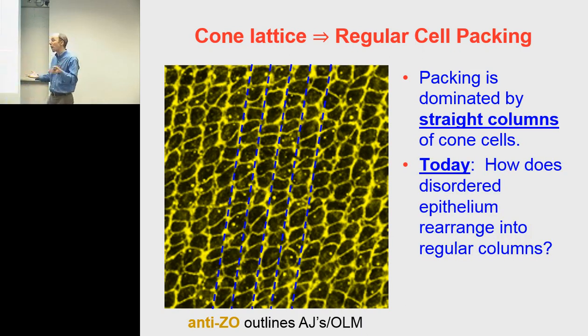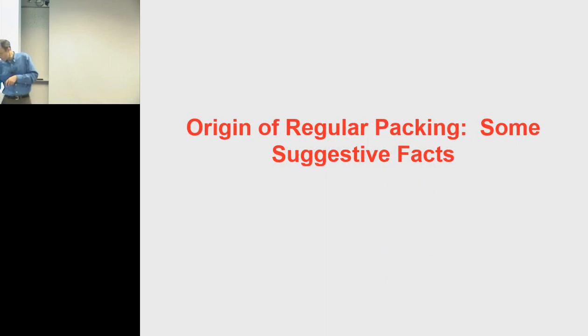And so if you want to know how the fish retina arranges itself into a crystalline lattice, one thing you need to understand is how you go from a disordered arrangement of cells into cells that are all nicely lined up in straight lines. And yeah, that is what we want to do. Okay, so what do we know about how this happens?